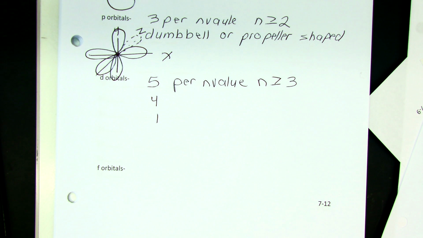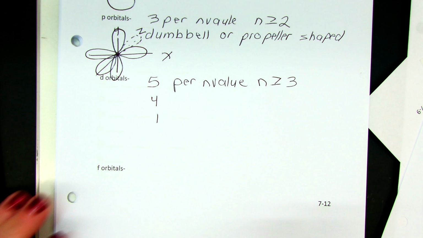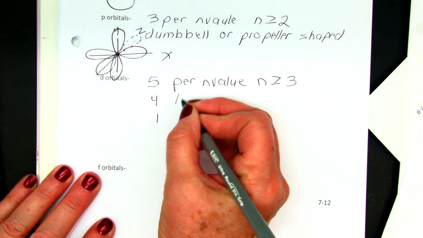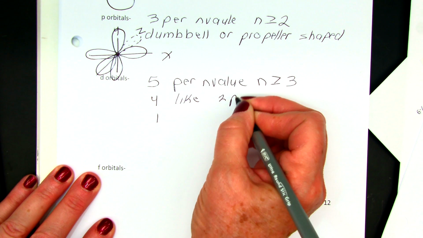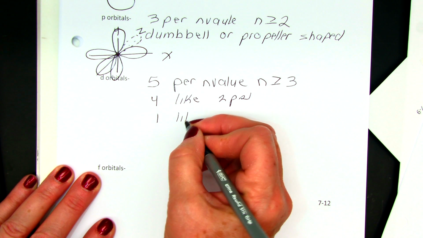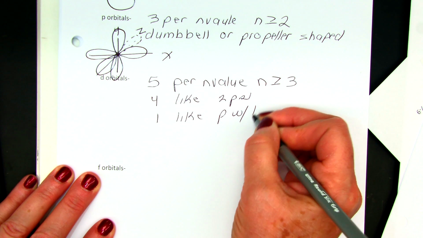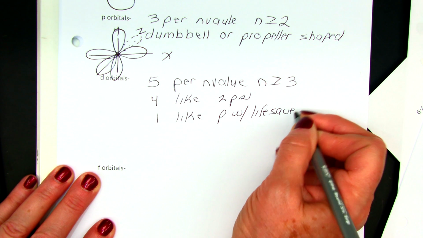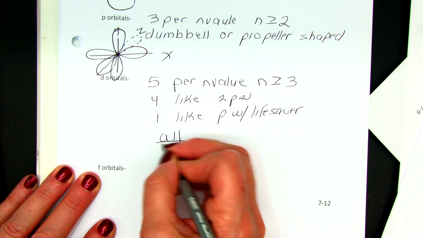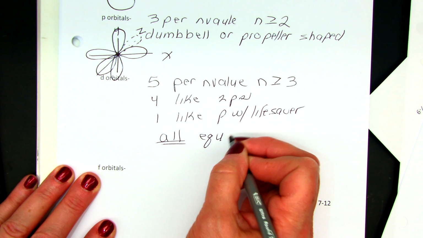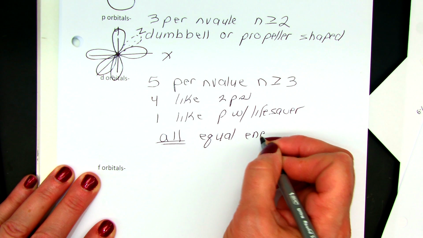Okay? So the crazy thing is this is shaped quite differently. It looks different. It's not the same as the others, but it is the same energy. So we have 5 d orbitals. Even though they're shaped differently, they are all equal energy. So 4 of these I think of as like 2 p's put together, and 1 I think of like a p with a lifesaver. But even with the different shapes and different orientations in three-dimensional space, they are all equal in energy.